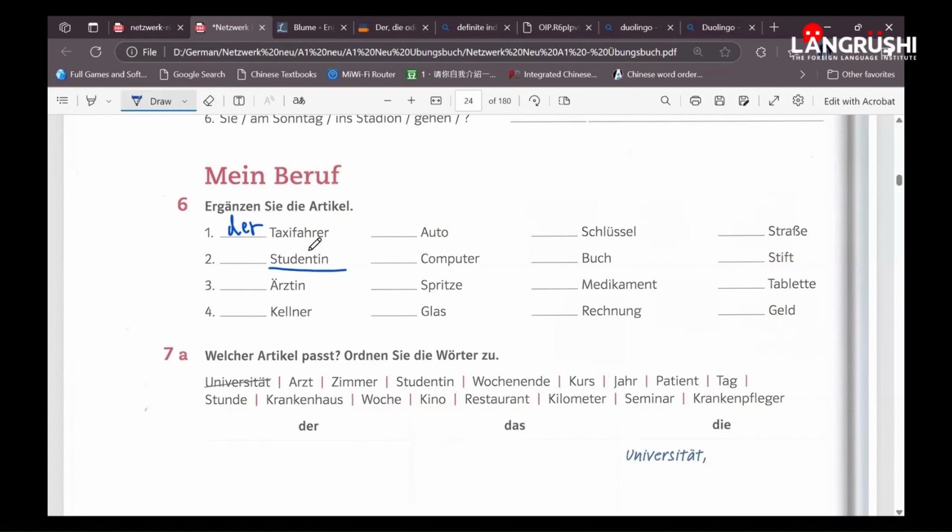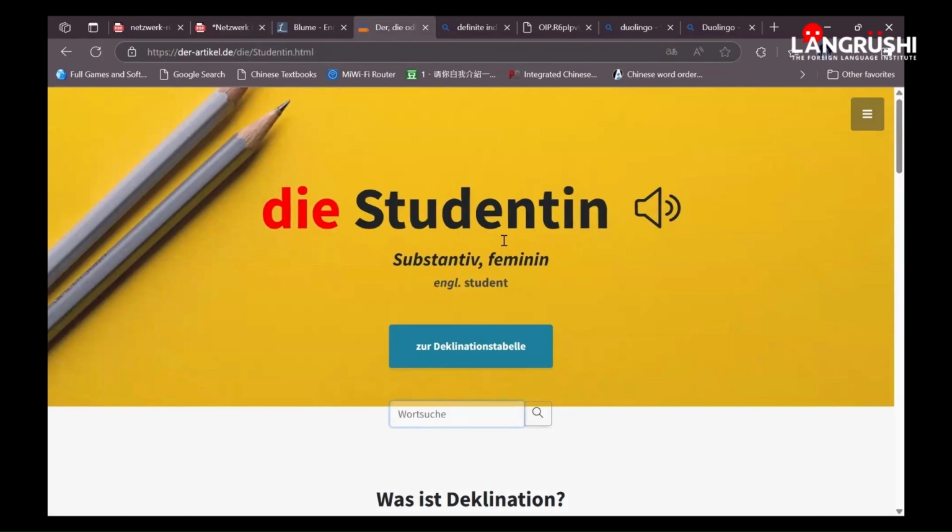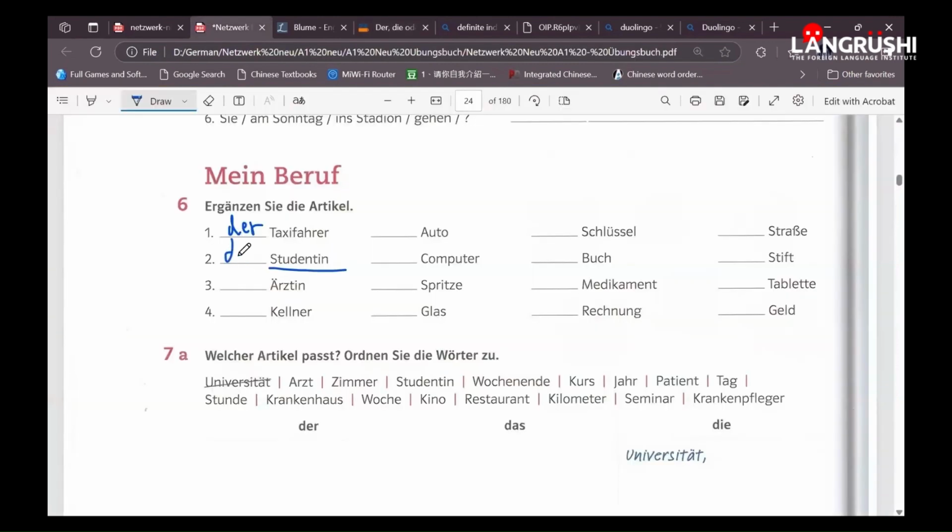Okay, let me ask this to Jignesh. Student is male and Studentin is female, right? Correct. So it will be die Studentin, very good. Die Studentin. Next one, Ärztin, which is a female doctor. So anyway, it will be die Ärztin. Die Ärztin.